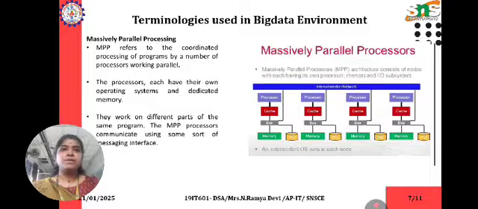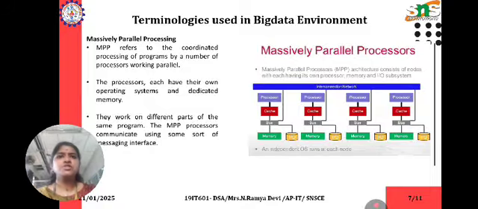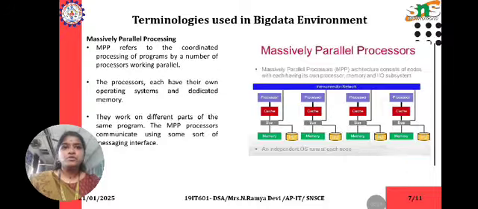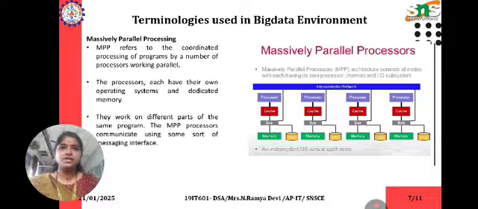Next is massively parallel processing. It refers to the coordinated processing of programs by a number of processors working in parallel. The processors each have their own operating systems and dedicated memory. They work on different parts of the same program. The MPP processors communicate using some sort of messaging interface, and this is a diagram showing the massively parallel processors.